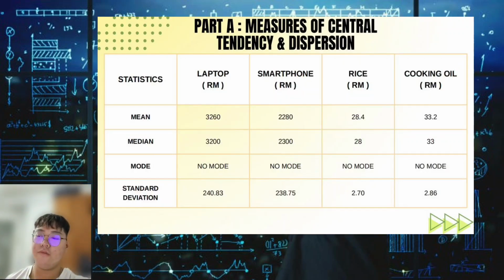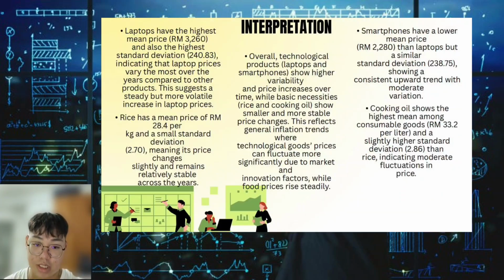Since all of the amounts only appear once, as I said just now, there's no mode. And then for the mean, median, and standard deviation of all of the products, you just use back the formula I've shown you, and you'll find all of the answers easily. Just follow the steps step by step. Right, going to move to the next slide, which is the interpretation.